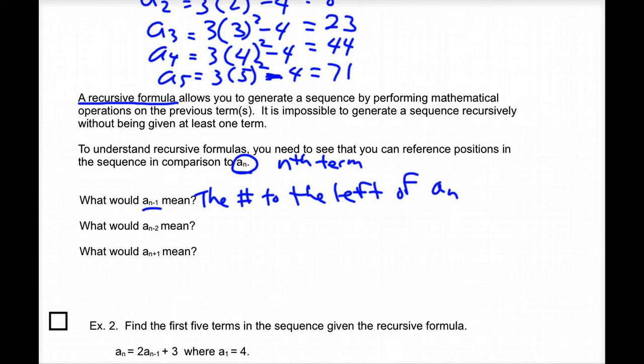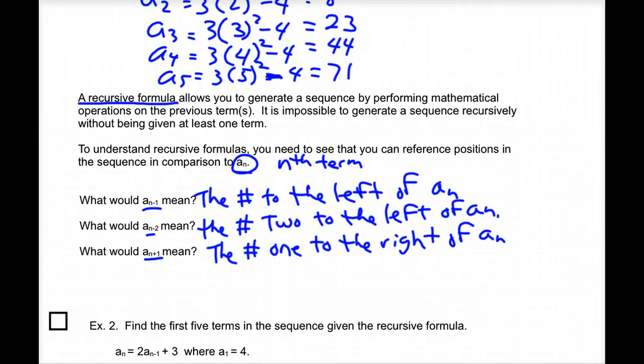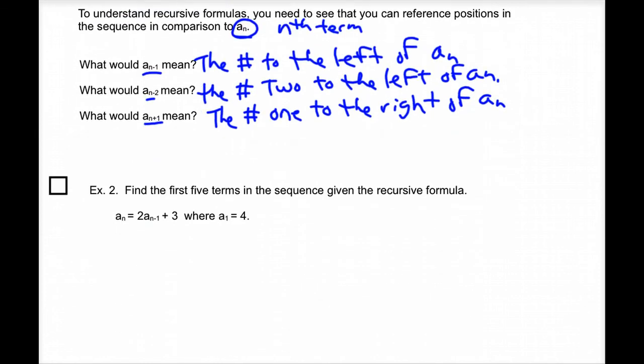How about a sub n minus 2? Well, that's simply the number 2 to the left of a sub n. The last one I've got here is a sub n plus 1. Well, that's the number that's 1 to the right of a sub n. So just to clarify here, let me put down a list of numbers, some kind of pattern. I'll make a real crazy one here: 2, 3, 4, 5, 6, 7, 8.